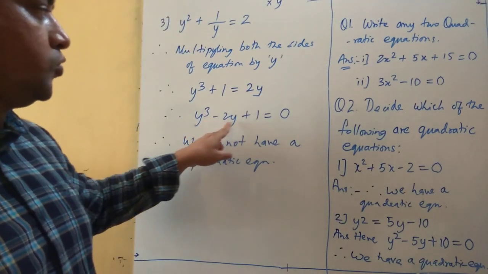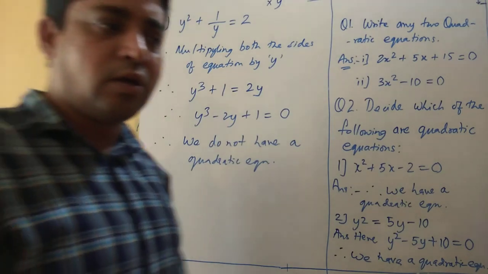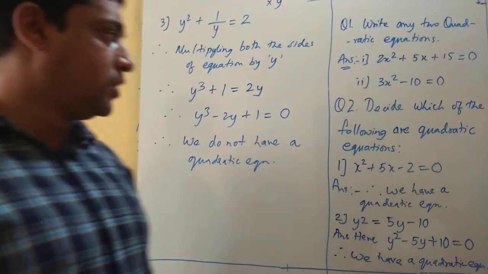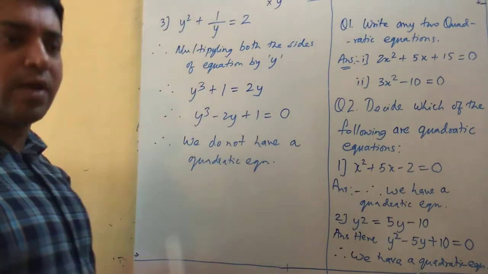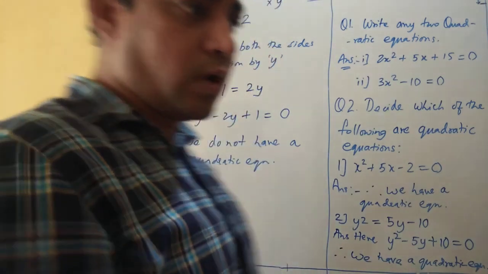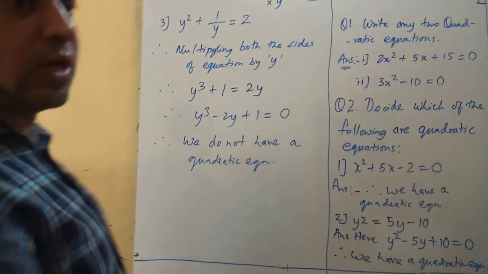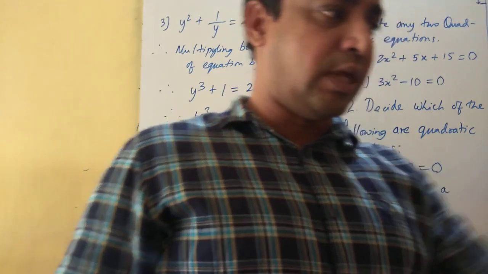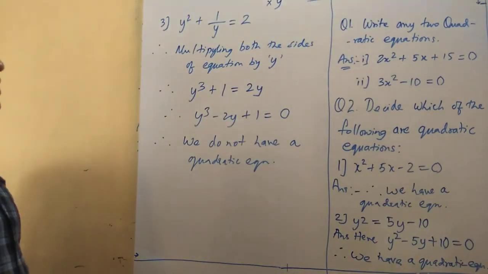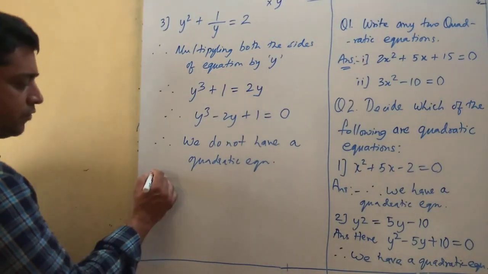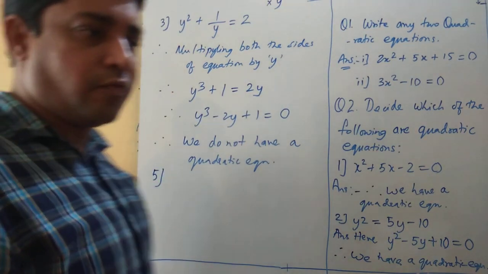So y cube minus 2y plus 1 is not a quadratic equation. I hope this is clear. Okay, I'll take one more sum just to make it more clear. That is the fifth sum. Fourth sum, you can try it on your own. It will be the same like this. You will have to take the LCM. Okay, fifth sum I'll take, which is somewhat different again.